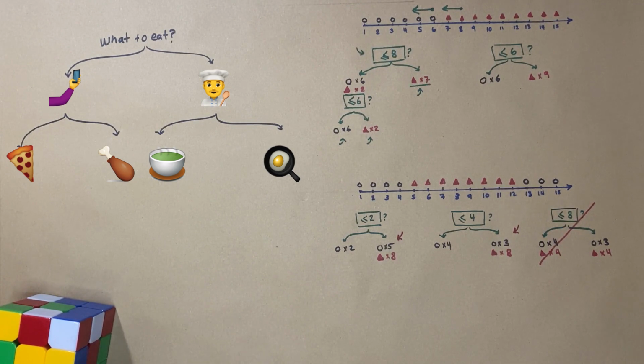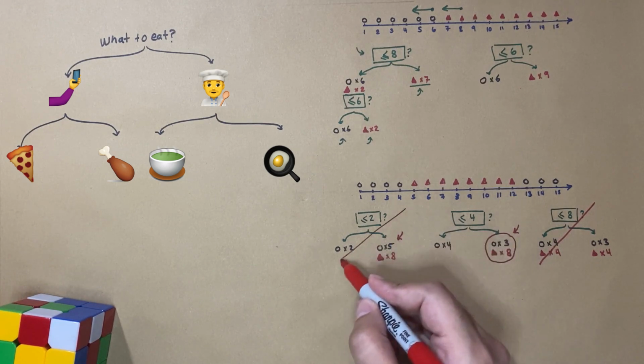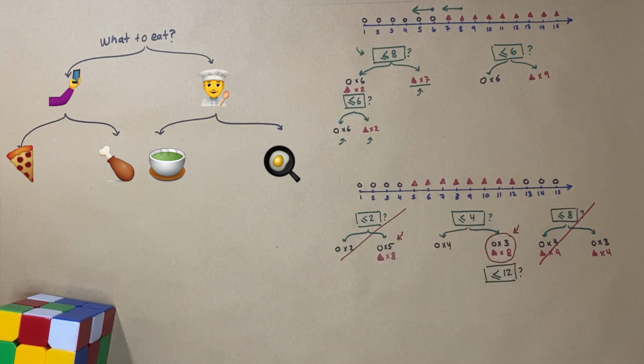Since I promised to keep this video with no math, let's think of it this way. This one has 5 circles and 8 triangles, while this one has 3 circles and 8 triangles. So that one has more diversity in it, since the 5 to 8 is larger than the 3 to 8, which makes it have more impurity. So we cross it out. And we repeat the same exercise till we reach all pure nodes.